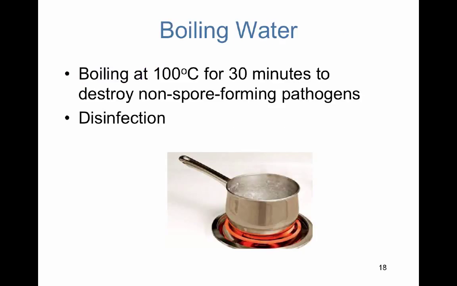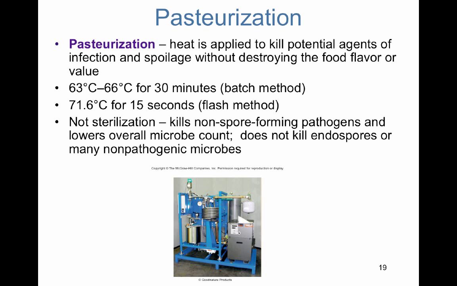Also, boiling water is effective at destroying the non-spore forming pathogens. So this would be reaching 100 degrees Celsius for 30 minutes, and it is a form of disinfection. So you're not actually sterilizing. Your boiling will not get rid of endospores. It's just a form of disinfection. So again, it will kill the majority of vegetative bacteria, but not those highly resistant forms.